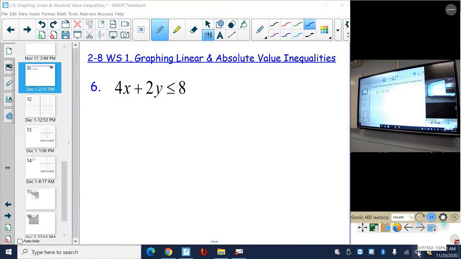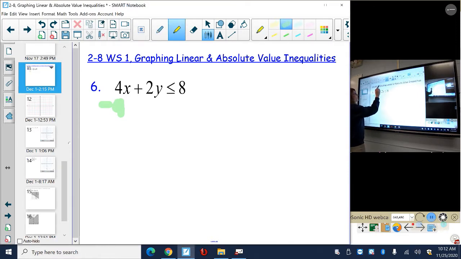So let's go ahead and start your homework for tonight. Number 6 is 2-8 here. The directions say, trying to get that worksheet, sorry guys. The directions say graph each linear inequality. So all this is a line, so you need to solve for y.